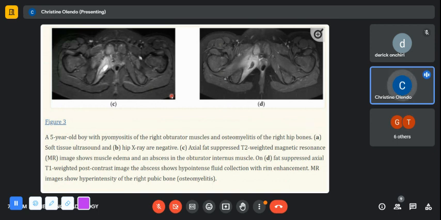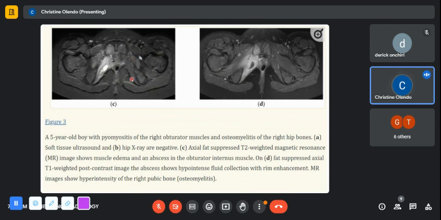Here we have a 5-year-old boy with pyomyositis of the right obturator internus muscle. The child had an ultrasound and an X-ray done, which were negative. They didn't show any sign of infection or any problem. So they progressed to MRI, most likely because of the continuing complaints of the child. These are fat suppressed images.